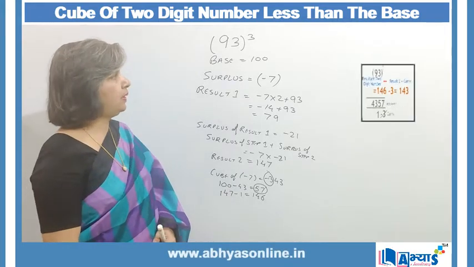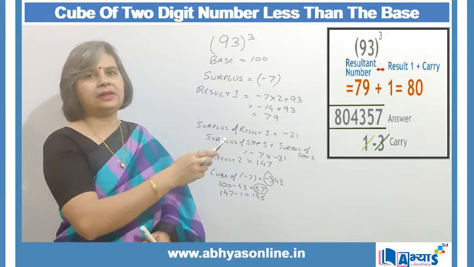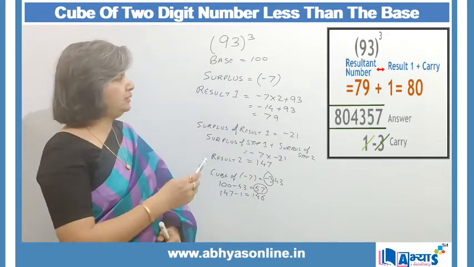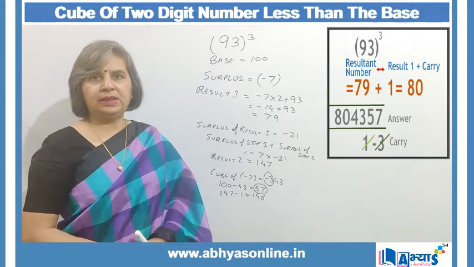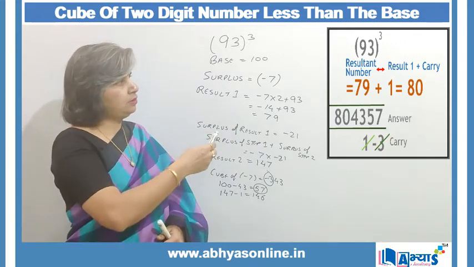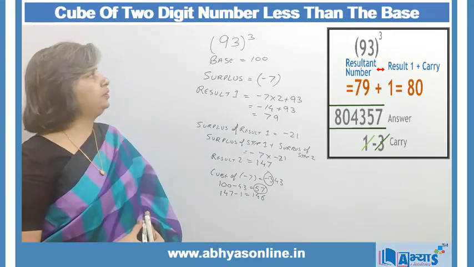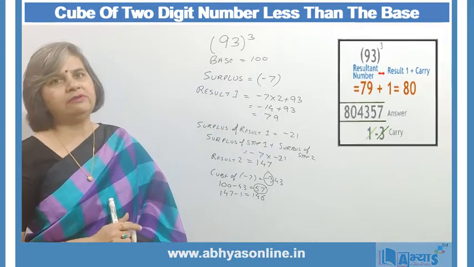In the last step, I will add the carry to the result 1, that is 79, and the carry is 1. They are added. 79 plus 1 is 80. So it will be 804357. So this is how I can find the cube of a 2-digit number in a very fast way.